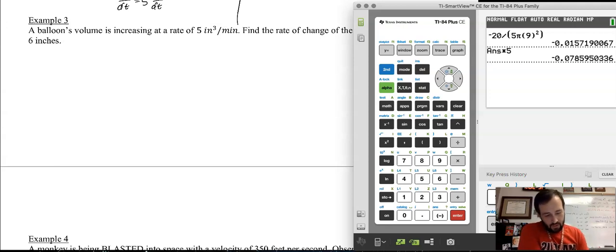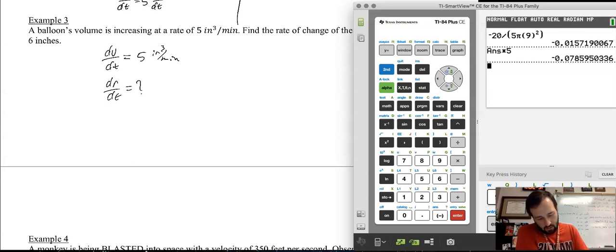A balloon's volume is increasing at a rate of 5 inches cubed per minute, so that means dV/dt is positive 5. Find the rate of change of the radius when the radius is 6 inches. So I'm looking for dr/dt equals what when the radius equals 6 inches. The volume of a balloon, we're going to assume it's a spherical balloon, is 4/3 pi r cubed.